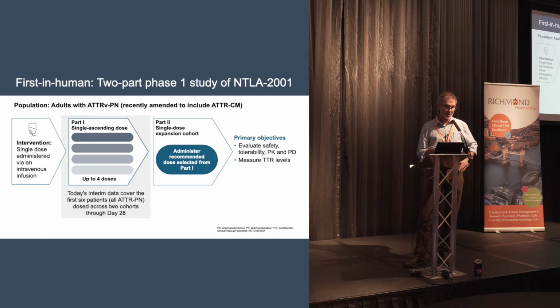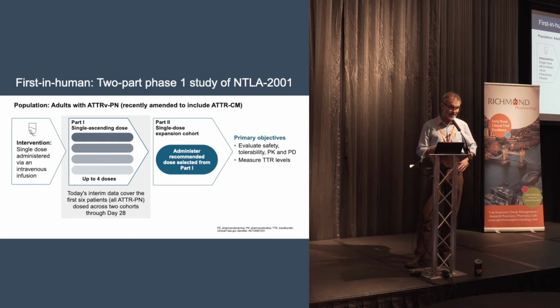And the starting dose in humans was 1/10 of the allometrically scaled dose at which no adverse effects were identified in the monkey. And then the recommended dose from part 1 will be administered to a dose expansion cohort in part 2. The primary objective, obviously, of this first-in-human study is safety, tolerability, PK, and PD. PD is by serial measurement of TTR levels, which is a surrogate of likely clinical outcome.